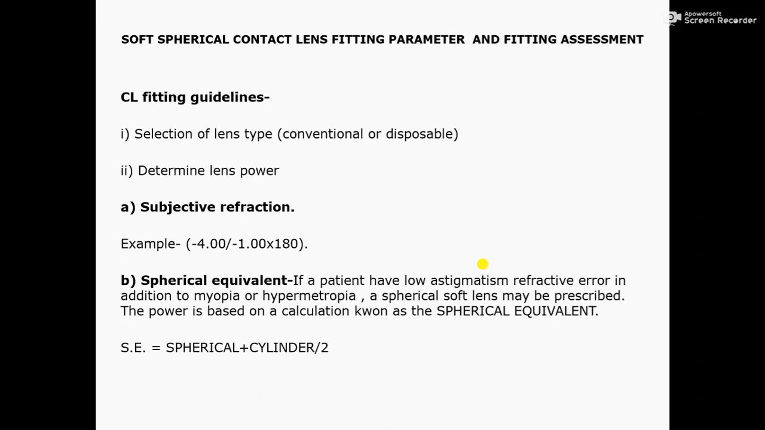Here, a patient has low astigmatism, like 0.75 diopter cylinder or less than 0.75 diopter cylinder. Example: see this power, minus 4 diopter spherical, minus 1 diopter cylinder at 180 degrees. So the spherical power is minus 4, plus the cylinder power, minus 1, divided by 2. After that we calculate the power, and we find minus 4.50 diopter. So we will suggest to the patient to wear a minus 4.50 diopter spherical contact lens.